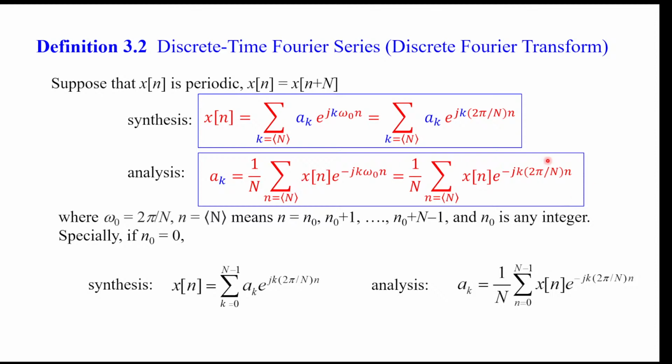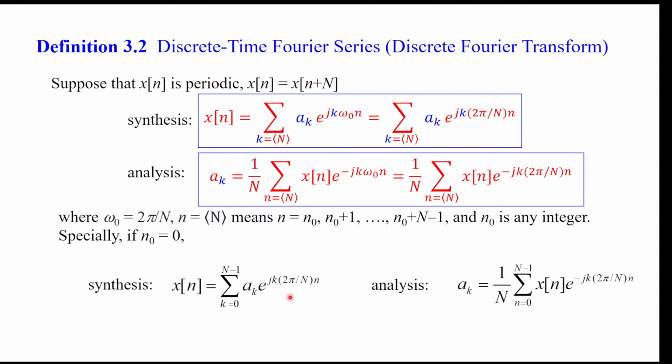Okay, so that's the synthesis equation and the analysis equation. You see that they are very symmetric, except that one of them doesn't have 1 over N, and this one has 1 over N. It's basically the same thing if you think of a_k as a function of k. And as we say, this big N means an interval of length big N, so it's from some n0 to n0 plus big N minus 1, and n0 can be anything.